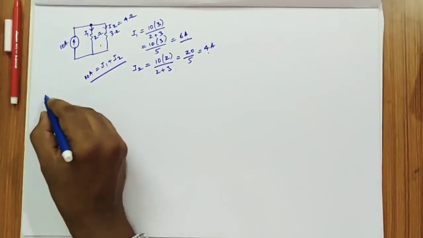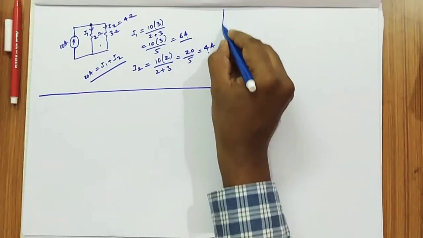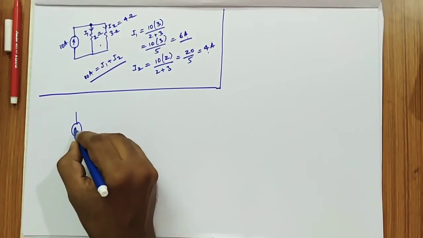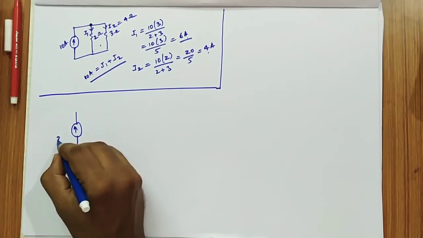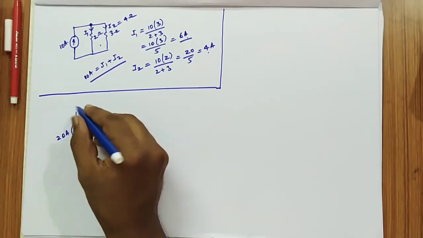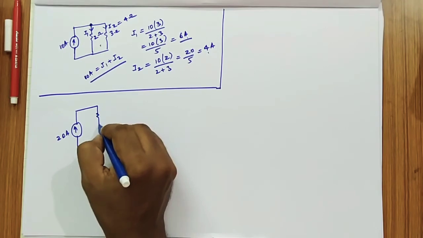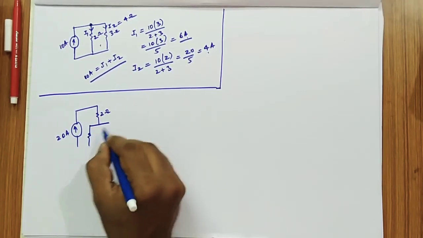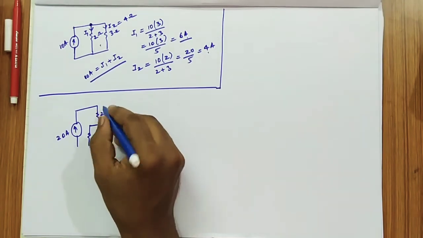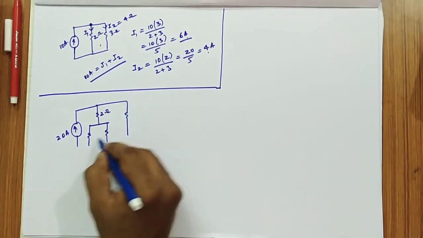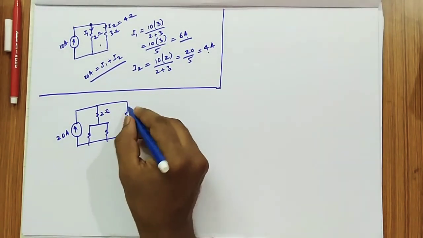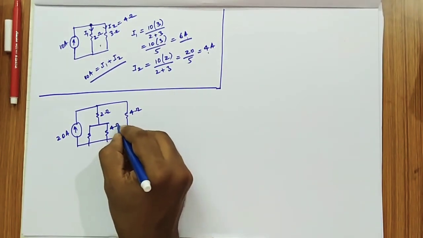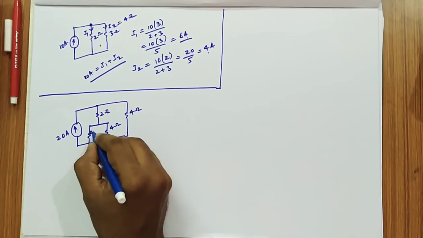Now, based on this approach only, we'll solve one problem here. So I'm taking a supply current like 10 amps and a resistor, let us say this is 2 ohms. This is the circuit I'm having, and this is 4 ohms. Let us say this is 4 ohms and this is 4 ohms.